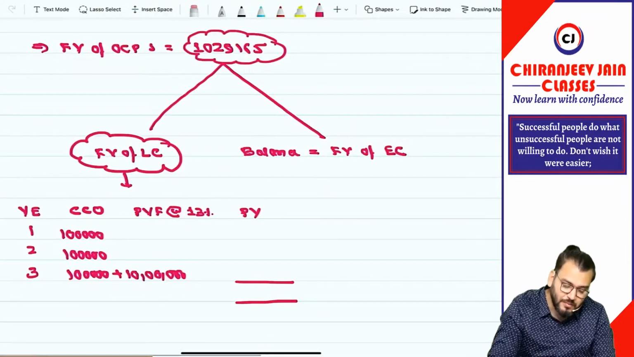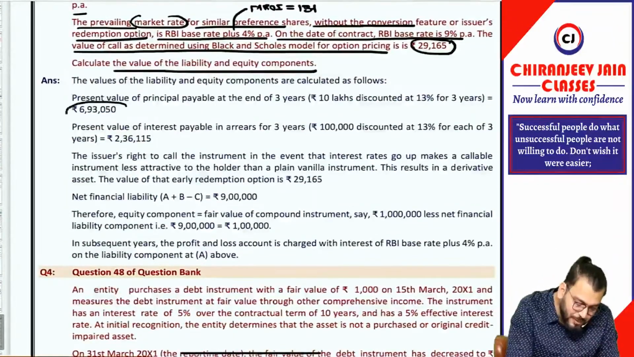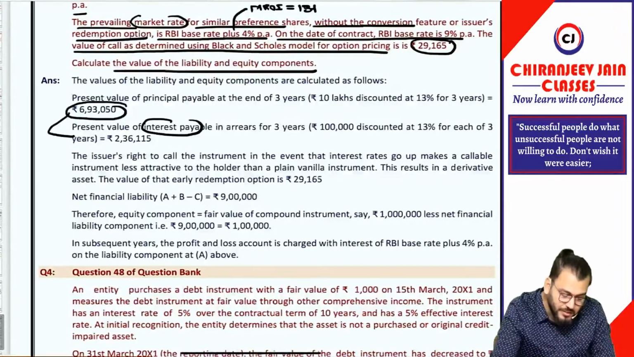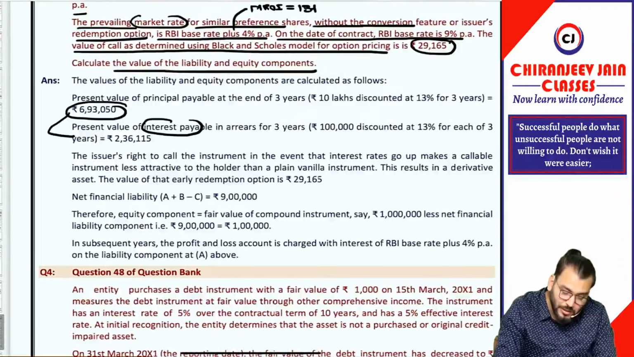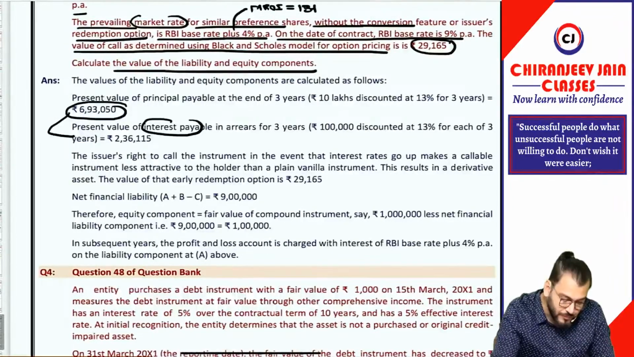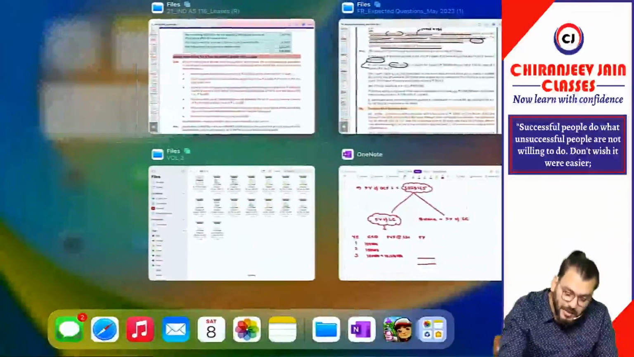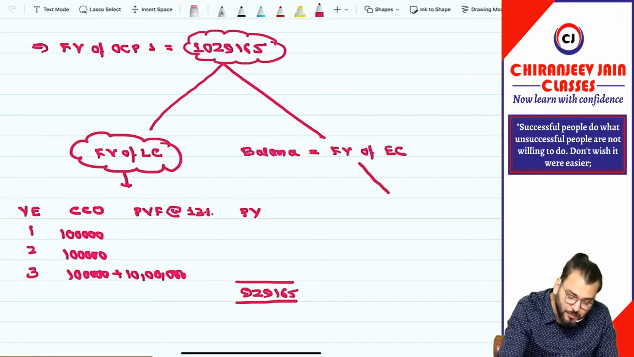Correct. This amount I am taking from the solution only. I am not calculating. The amount is given. How much they have given? This is principal payable. This is interest payable. The total becomes how much? Check. It is 6,93,050 plus 2,36,115. That is equal to 9 lakh. The total is coming how much? Once again I will calculate. 6,93,050 plus 2,36,115 is equal to 9,29,165. It is coming 9,29,165.